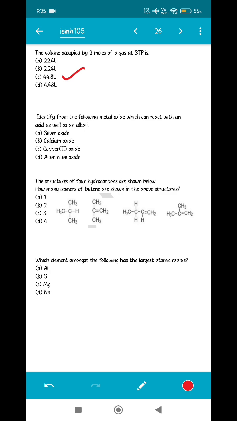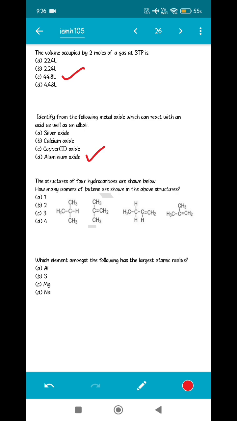Identify from the following metal oxide which can react with an acid as well as an alkali. So they are talking about an amphoteric oxide in this case, and the options are very simple over here. The answer will be aluminium oxide, which is an amphoteric oxide, and it can react with both an acid and a base.